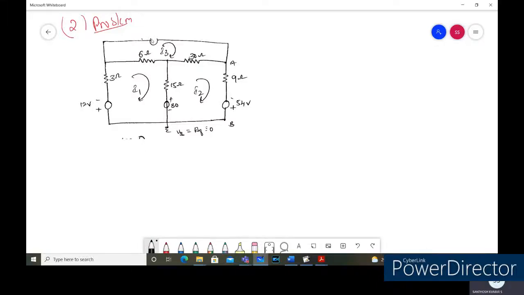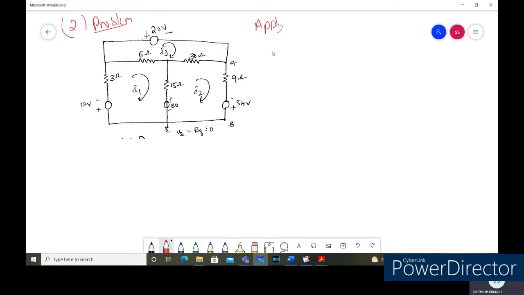We need to find the mesh currents for the respective nodes. This is the 20 volts power supply. We need to find the mesh currents in loop 1, loop 2, and loop 3 by applying Kirchhoff's voltage law. So let us apply the KVL for mesh 1.